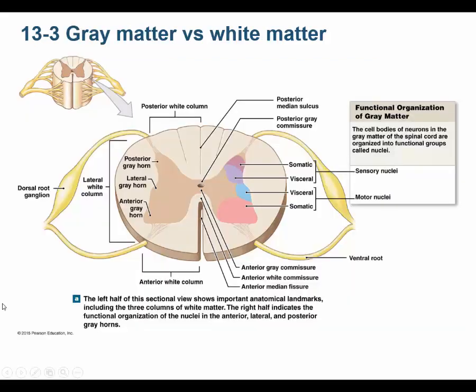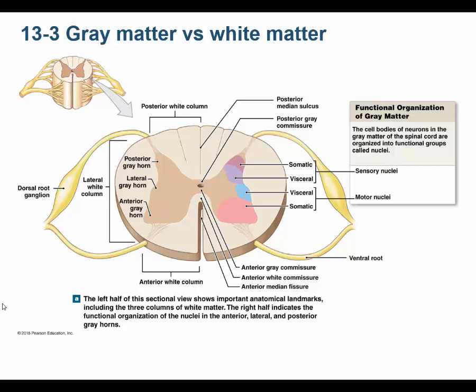Okay, so that video just told you that there were 31 pairs of spinal nerves and 8 of them were cervical, and that's where it differs from your vertebrae because there's only 7 cervical vertebrae. So as a rule, your spinal nerves come out below their vertebrae. Like the T1 spinal nerve comes out below T1 vertebrae, and T2 below T2, and L5 below L5, etc. But there are 8 cervical nerves and only 7 cervical vertebrae.